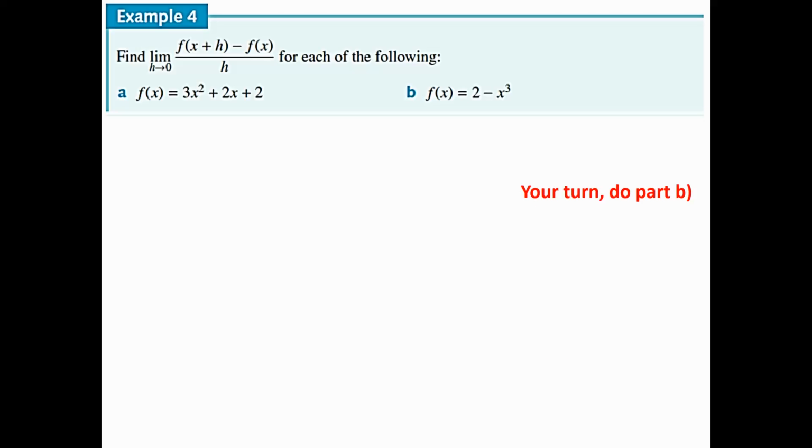Let's start on part B. I want you to try part B. So without using power rule, I want you to find the derivative, using first principles, of 2 minus x cubed. Yep.